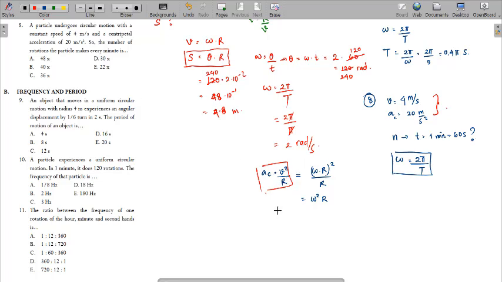Repeat again. So you have centripetal acceleration, sorry, is 20. V is 4, squared, divided by R, okay? So you have R is 16 divided by 20. So the result is 16 divided by 20 meter.